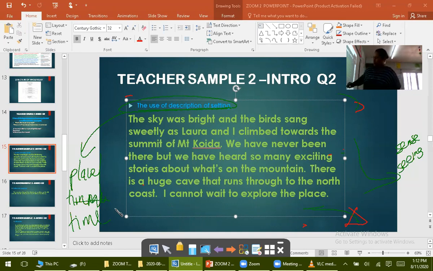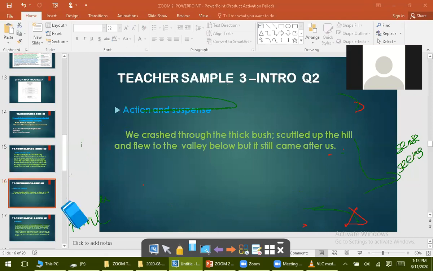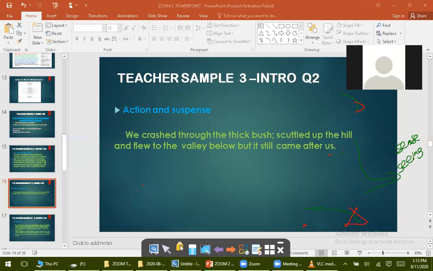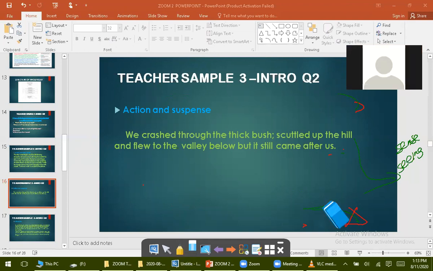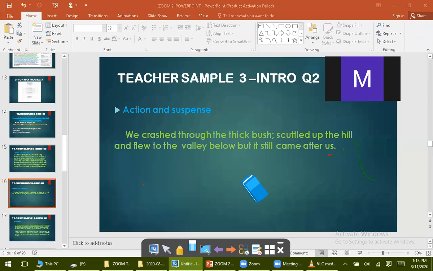So I can use this approach of using the setting to tell my story, or I can use the next one. What's the next one? Yeah, I have said the use of action and suspense. I want you to read this. Someone? Quick. Ashanti. Is Ashanti there too? No. Michael, yes. Okay, now you read. Read for us.